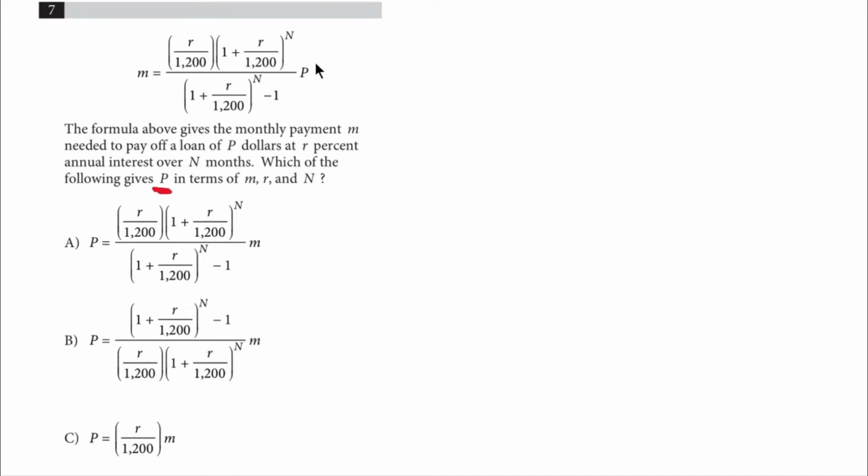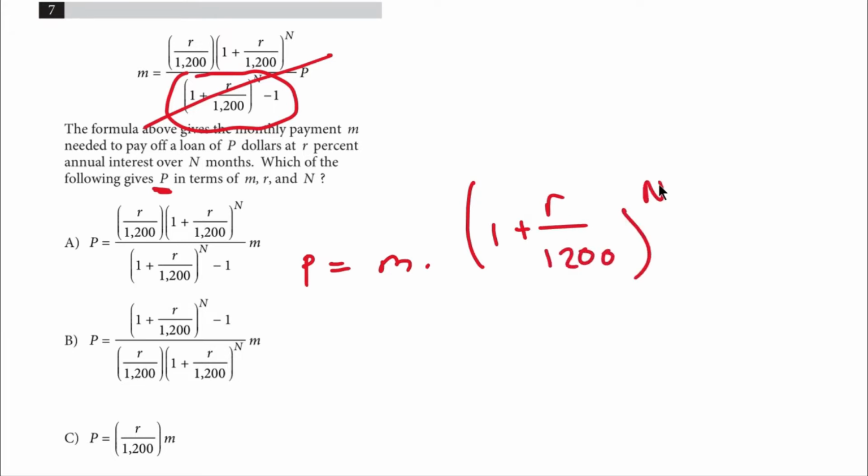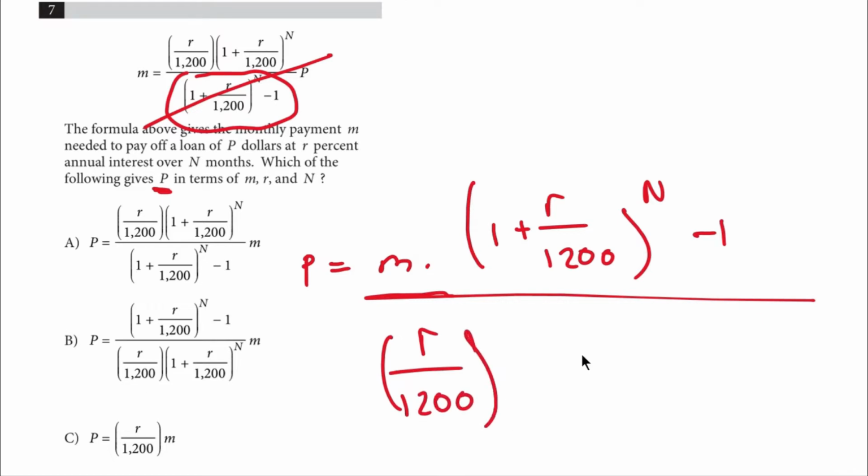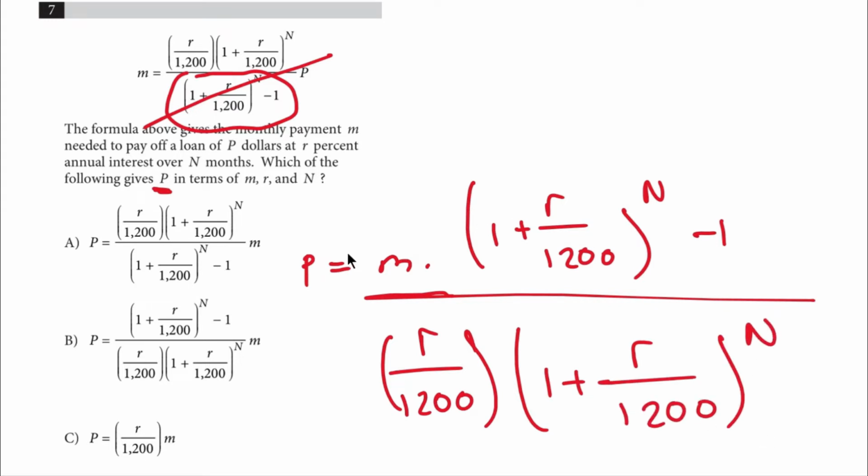You see right here, P is a multiple, alright? Now we need to multiply both sides by this thing, right, to get it cancelled out. So P is equal to M multiplied by this whole thing, which is 1 plus R over 1200 to the power of N, all minus 1. And then we will need to divide everything here by this. So R over 1200 on the denominator, all multiplied by 1 plus R over 1200 to the power of N. Now we have solved for P.